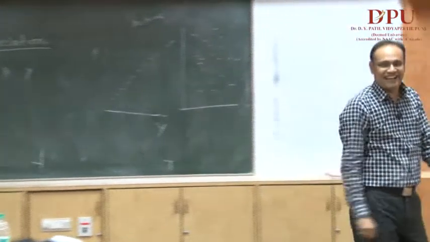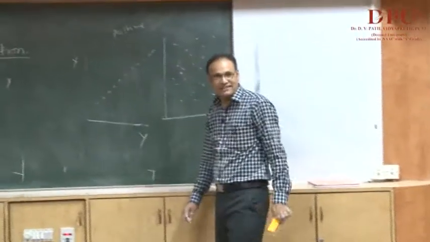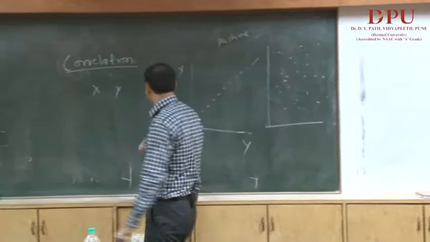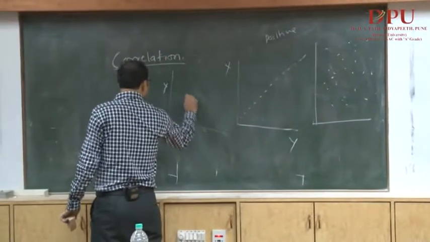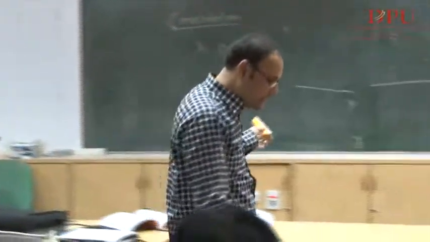If this kind of graph comes, we call it no correlation. Kundli match nahi ki bhaiya. All right, so this is no correlation, right? And if it is coming downside, like this, this is called a negative correlation. It's falling. So these are the three different types of correlation, and basically this can be done by the scatter diagram. This is called a scatter diagram. So correlation can be measured by scatter diagrams.